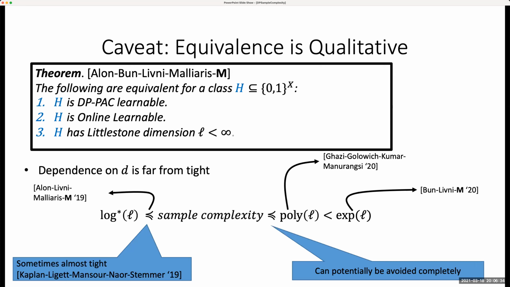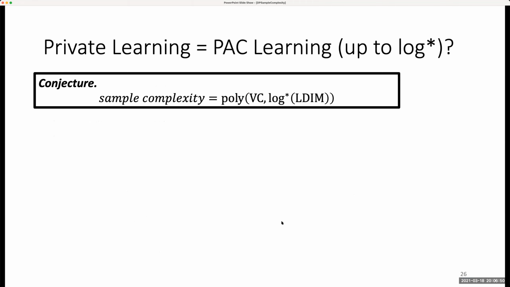So let me state the first conjecture for this talk: that the sample complexity of private PAC learning is polynomial in the VC dimension and log star of the Littlestone dimension. If this conjecture holds, then for all practical purposes, any PAC learnable class can be made private, and log star is the only effect privacy has.